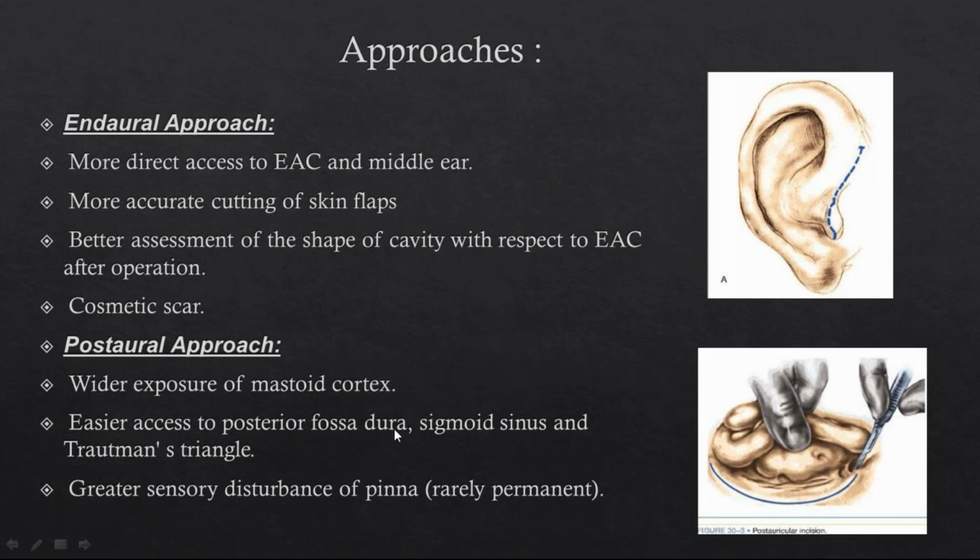Easier access to posterior fossa dura, sigmoid sinus, and Trotman's triangle, but there is greater sensory disturbance of pinna. It's just because the cutaneous nerves are there, a lot of them. You might cut a few. In a few cases we have seen patients complaining of numbness over the tip, particularly the ear lobe or lobule. But that is not a grave problem. But the advantage is, you have a wide exposure of mastoid cortex and access to posterior fossa dura or sigmoid sinus and Trotman's triangle.